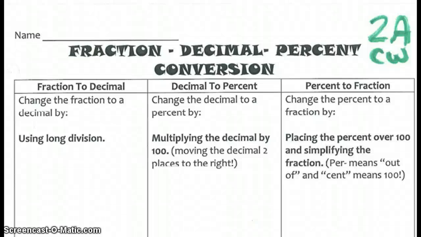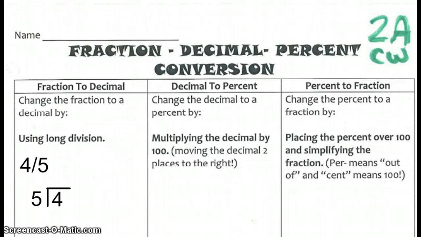These are the 2A notes on fraction, decimal, and percent conversion. First, let's start with how to change a fraction to a decimal. In order to do this, you're going to change the fraction to a decimal by using long division. Let's try this with the fraction 4/5. In order to change 4/5 into a decimal, we're going to take 4 and divide it by 5.